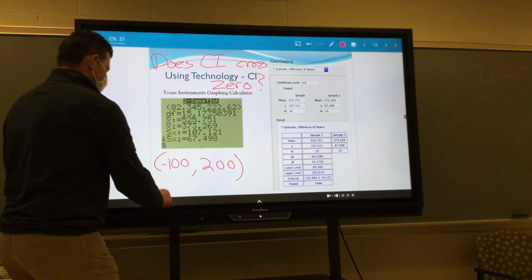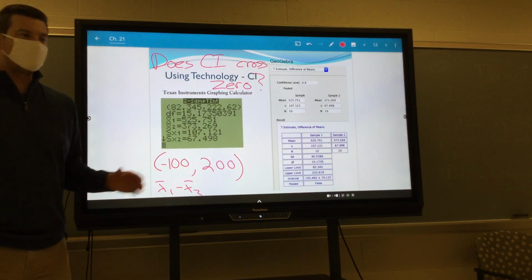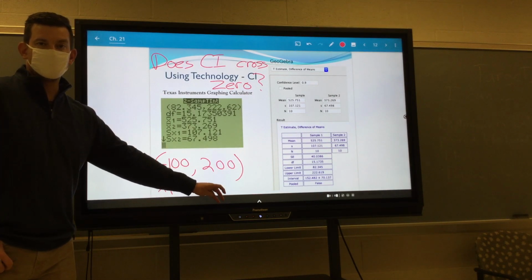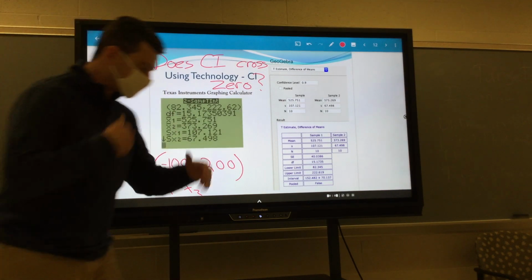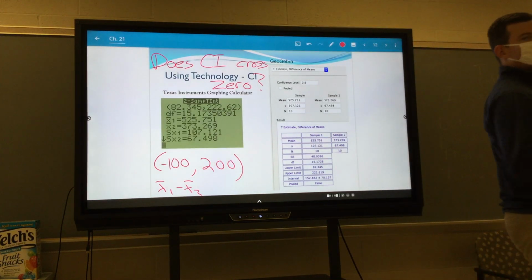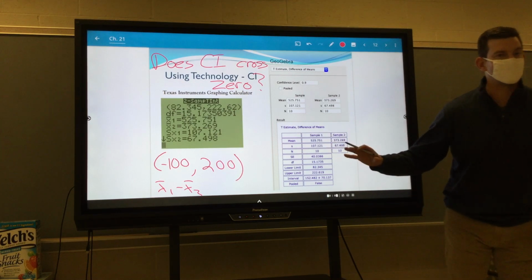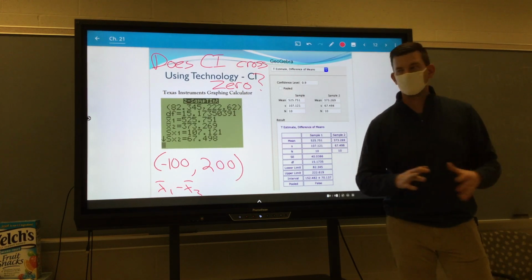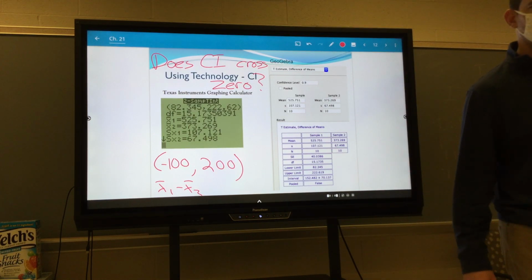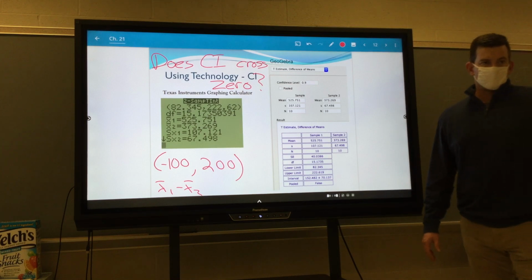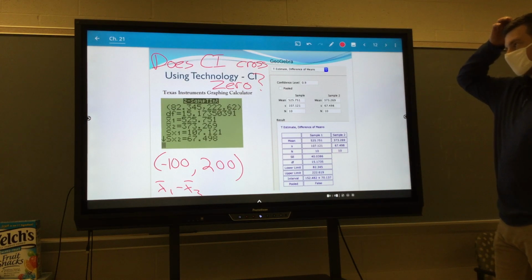Now, if you had switched your X bar 1 and your X bar 2, and you had small minus big, then you're looking to see if your interval is entirely below 0. Okay? Just think about what you're doing. You do have the freedom in letting either sample be 1 or 2, but think about how that impacts your analysis and impacts your conclusions. Any questions on this so far? All right.